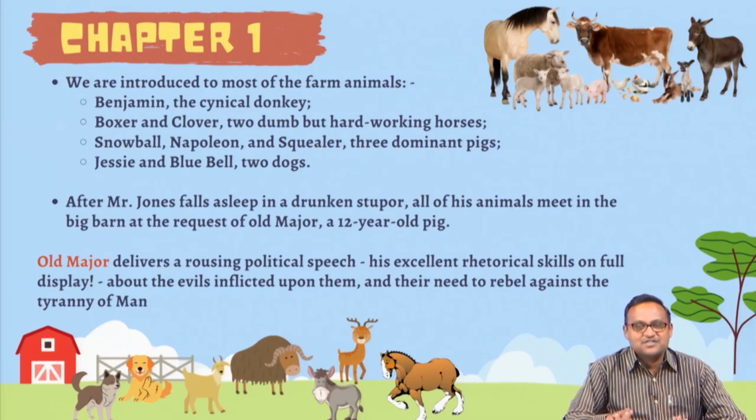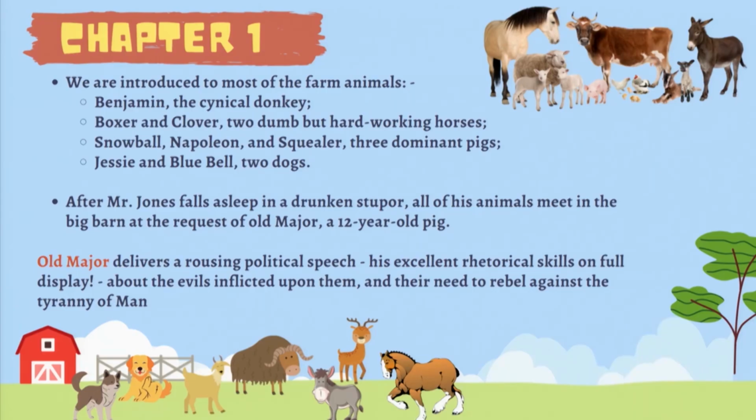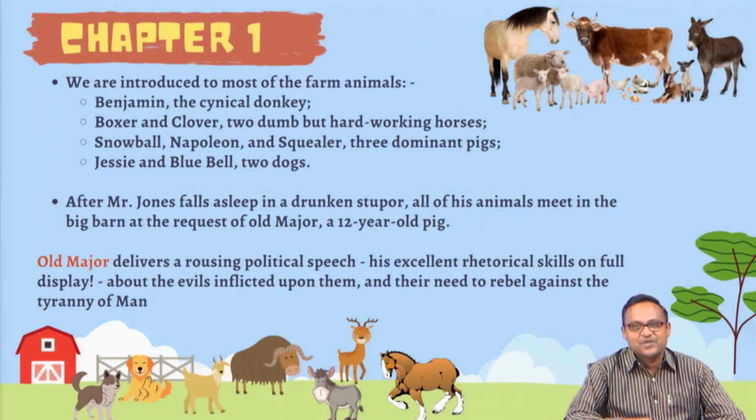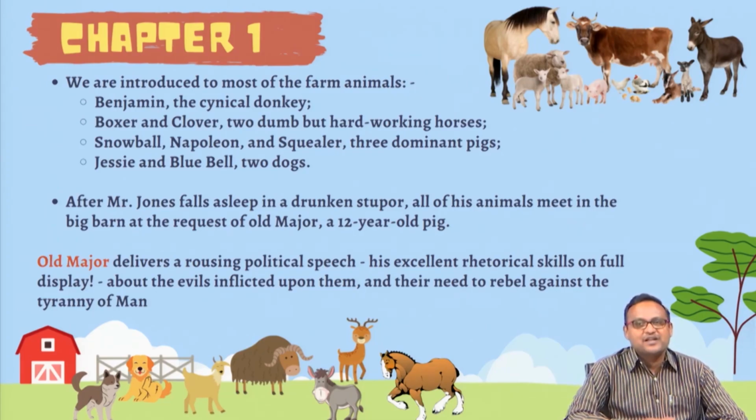Okay. So in the first part, all the major characters in the novel are introduced. You have Benjamin, the cynical donkey, Boxer and Clover, two hard-working horses, but unfortunately very dumb because they place their trust in the hands of the wrong guy. So you have Snowball, Napoleon and Squealer, three dominant pigs. In fact, pigs themselves occupy a major role. They form a part of the ruling class here. You have Jessie and Bluebell, two dogs. All of them are introduced right in the very first chapter.